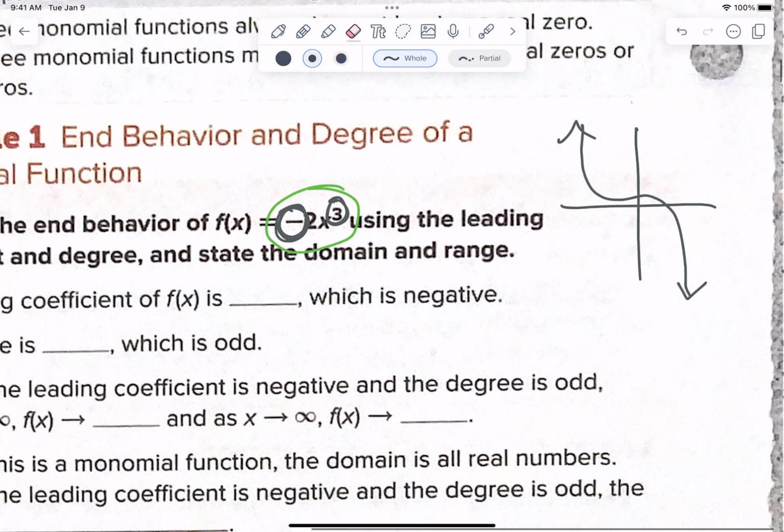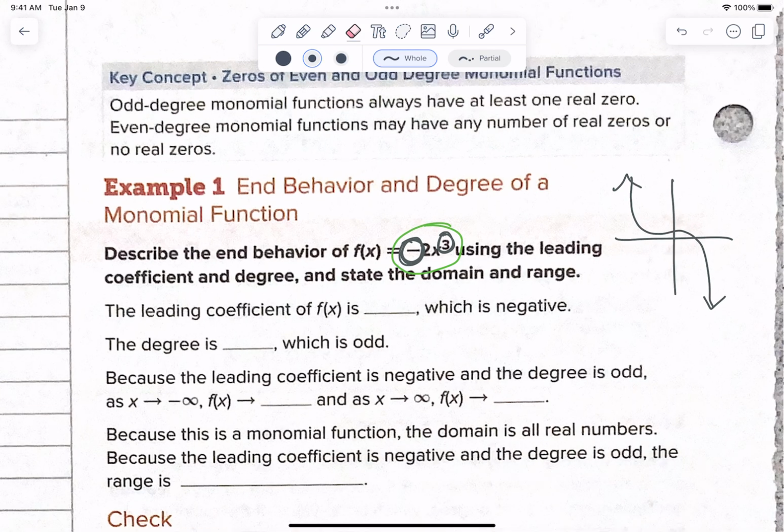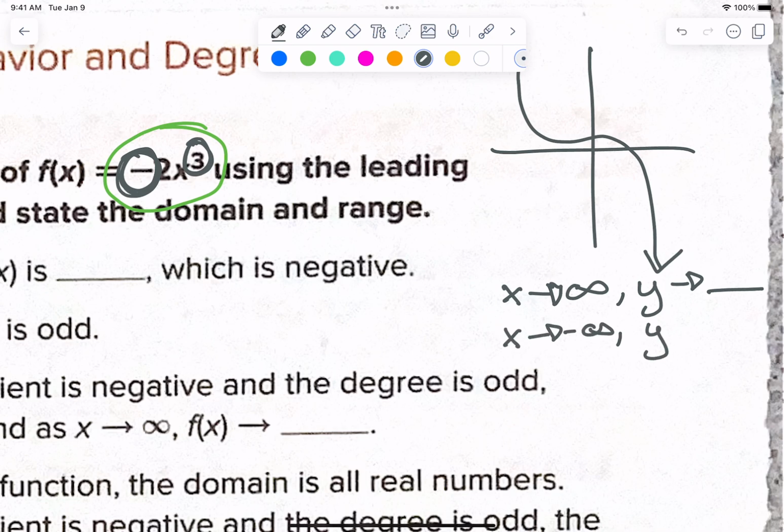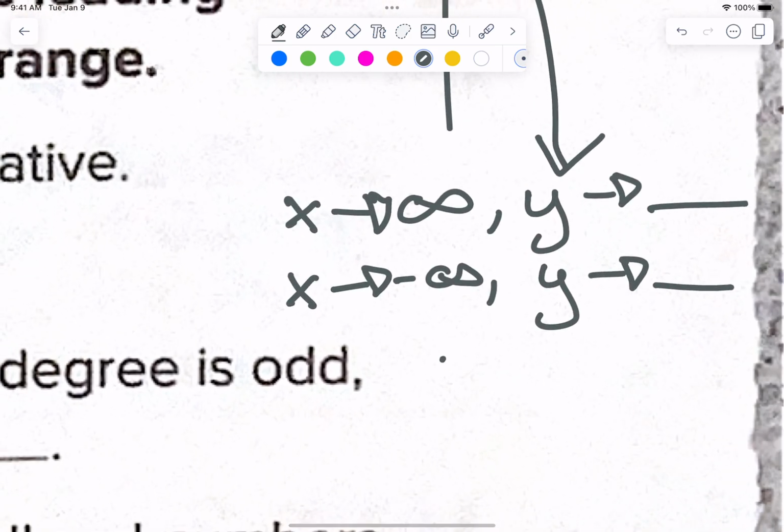Okay? Then they want us to use the leading coefficient and degree and state the domain and range. So they want us to describe the end behavior. Do you remember how to do end behavior? Yeah. As x approaches infinity, as x goes to infinity, what's the y doing? Going negative. As x goes to negative infinity, what's the y doing? So put this on your graph off here to the side. And then the last thing they want is domain and they want range.